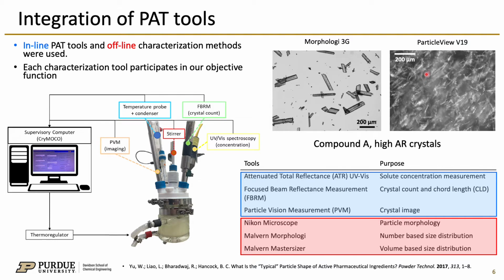Here on the right, you see a PVM image of compound A, which is the active ingredient used in this work during an experiment. Additionally, offline characterization tools were used for crystal size and shape determination. Here, the image on the left is the compound A crystals image from morphology microscopy. The data from UV, FBRM, and offline characterization tools were used to train the model in the parameter estimation step for specific terms of the objective function.